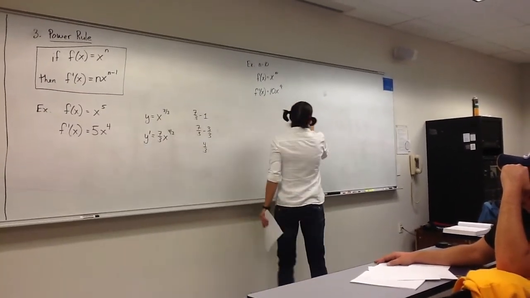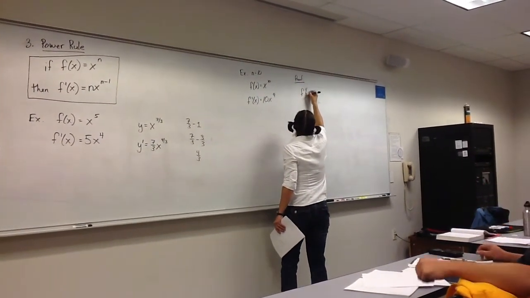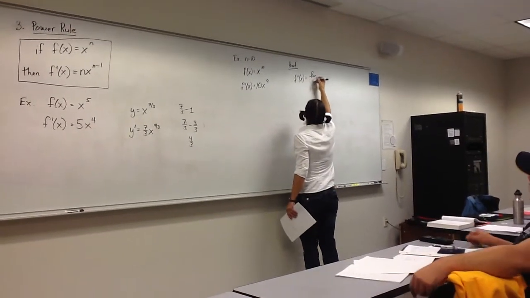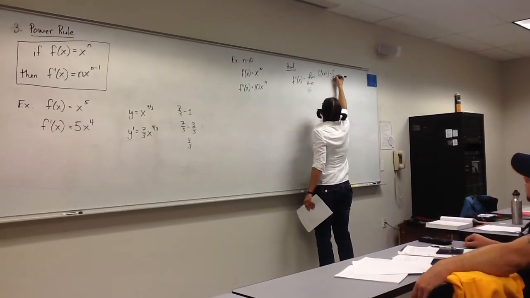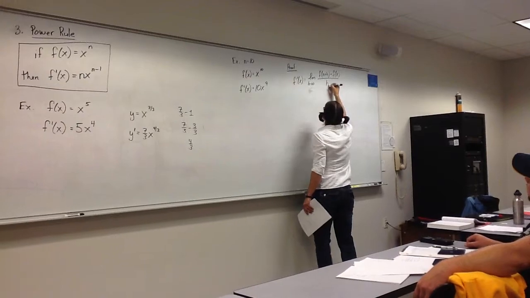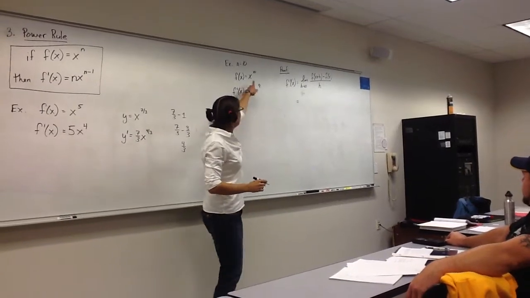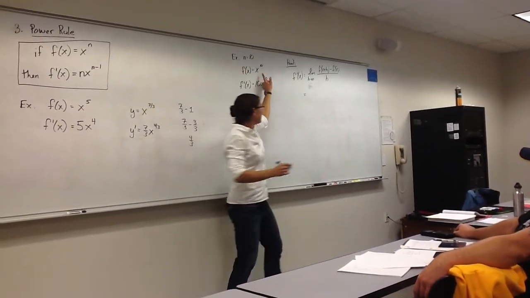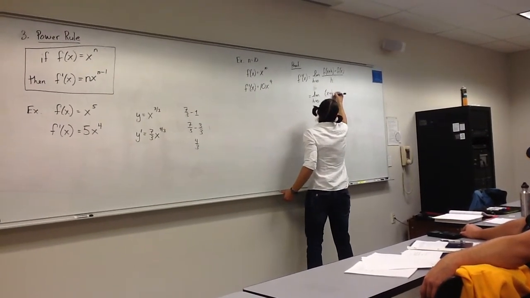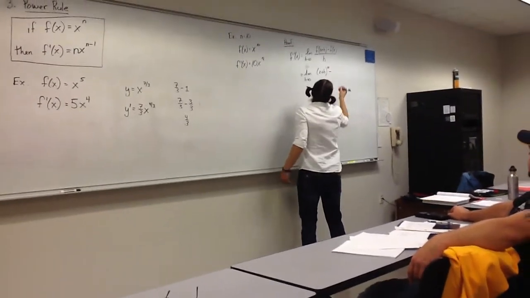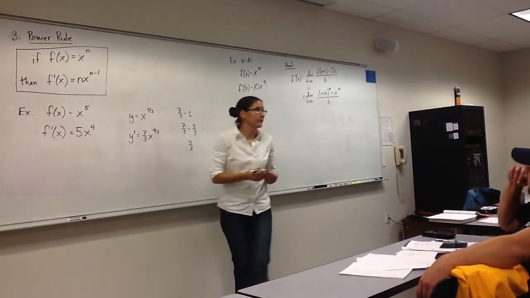Now, to show that this is true, our proof will start out with f prime of x is equal to the limit as h goes to 0 of f of x plus h minus f of x all over h. And so now we'll plug in everywhere I see an x in my original function, I'm going to replace that with an x plus h. So I've got the limit as h goes to 0 of x plus h raised to the 10th minus f of x, which is x to the 10th, all divided by h.